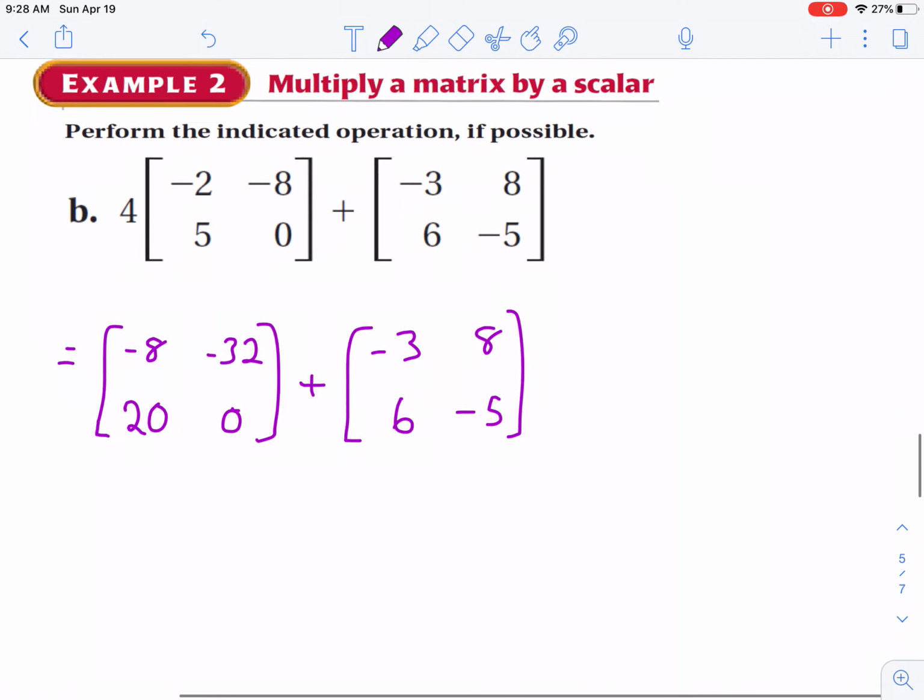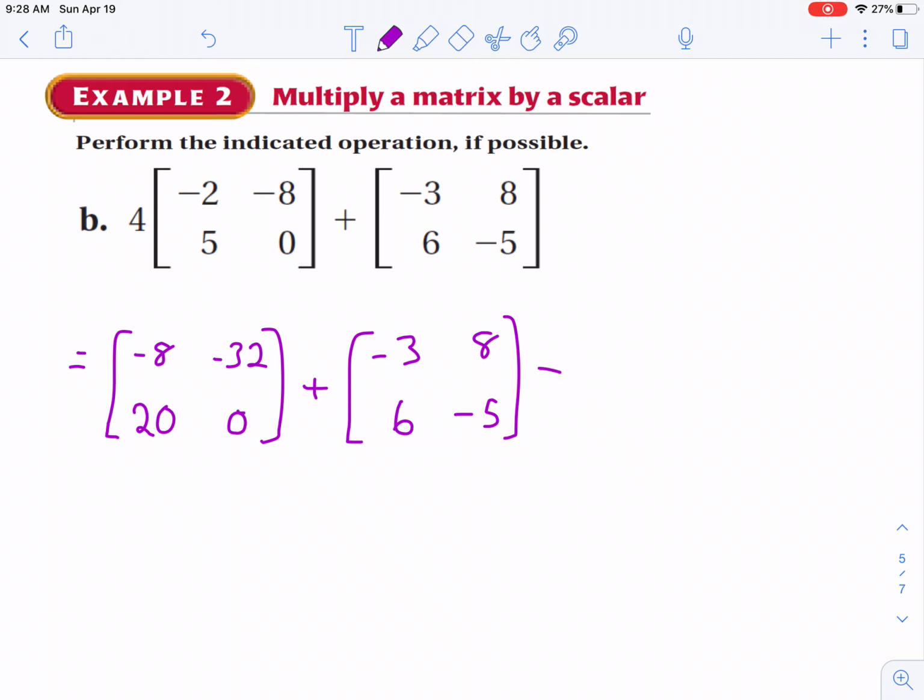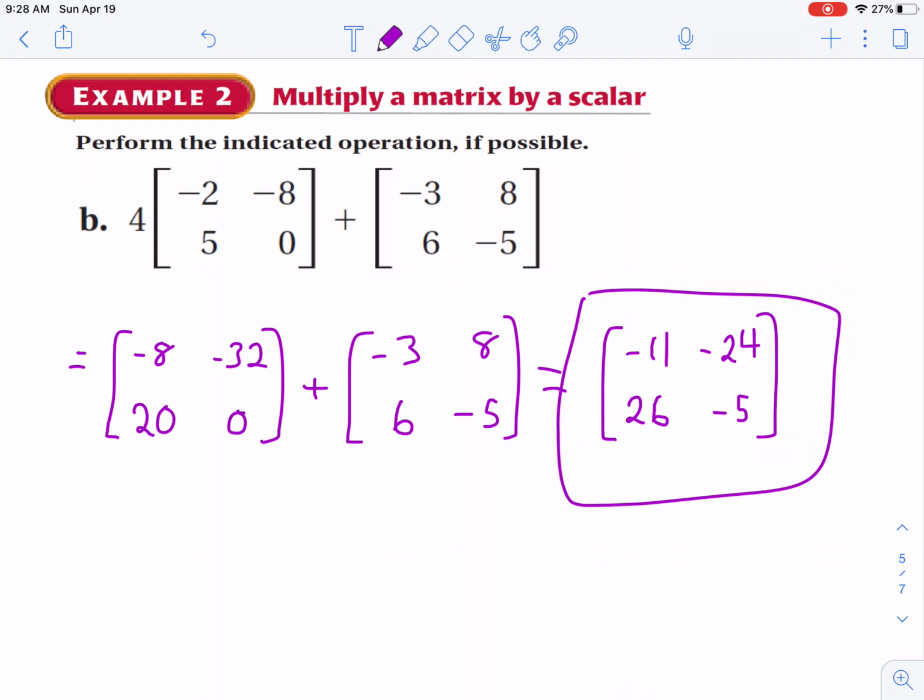Again, I can perform that operation because both of these matrices are 2 by 2. They're exactly the same size. And so negative 8 plus negative 3 is negative 11. 20 plus 6 is 26. Negative 32 plus 8 is negative 24. And 0 plus negative 5 is negative 5. So my final answer is this resulting 2 by 2 matrix: negative 11, negative 24, 26, and negative 5.